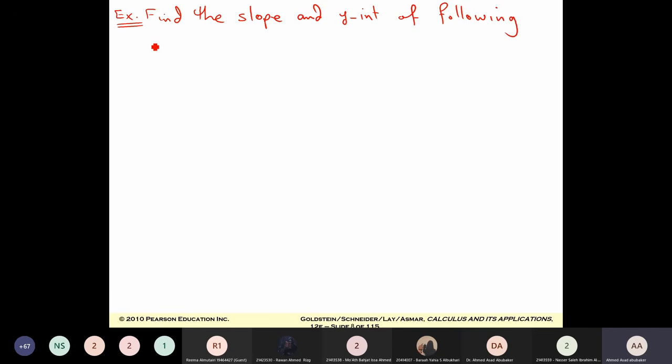Now, how can we find the slope from the equation? Sometimes we have the equation of the line and we need to find the slope from the equation. For example, if we have some equations and need to find the slope and y-intercept of the following straight lines.